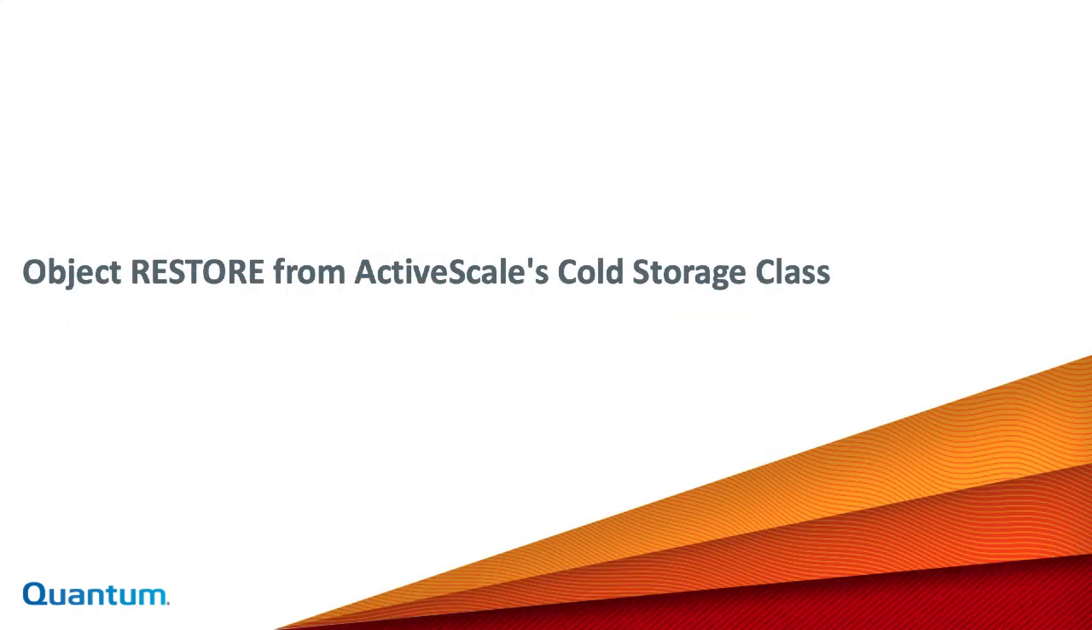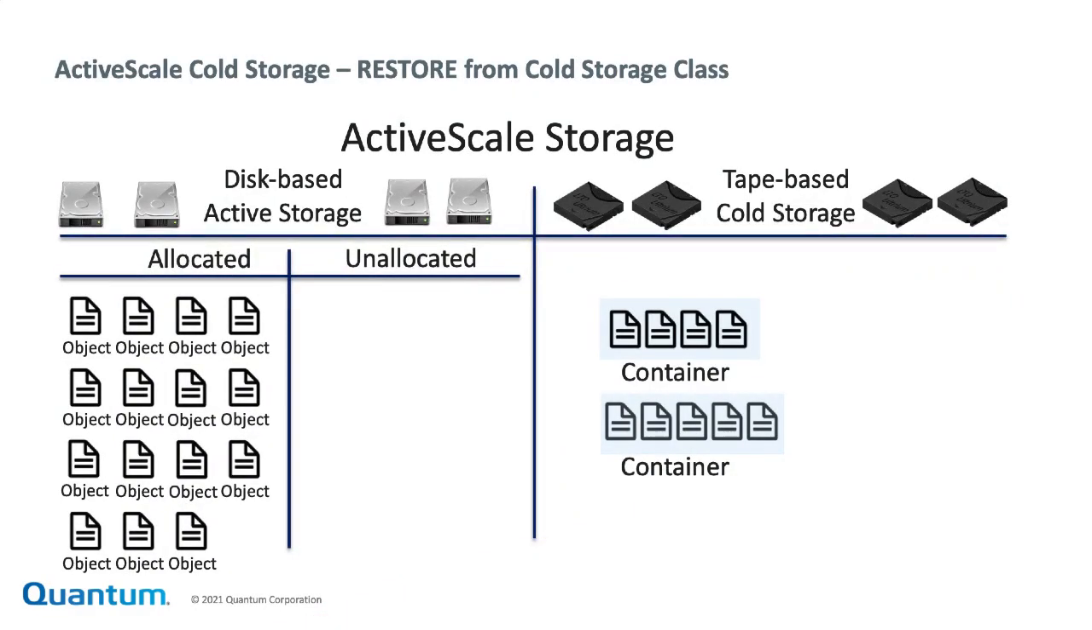Now let's take a quick look at how objects are retrieved from tape. The Glacier command to do this is called restore, and it works like this. When a request to restore an object comes in, ActiveScale may not process that request immediately. And this is based entirely on the availability of resources such as tape drives. ActiveScale does, however, maintain a queue of restore requests.